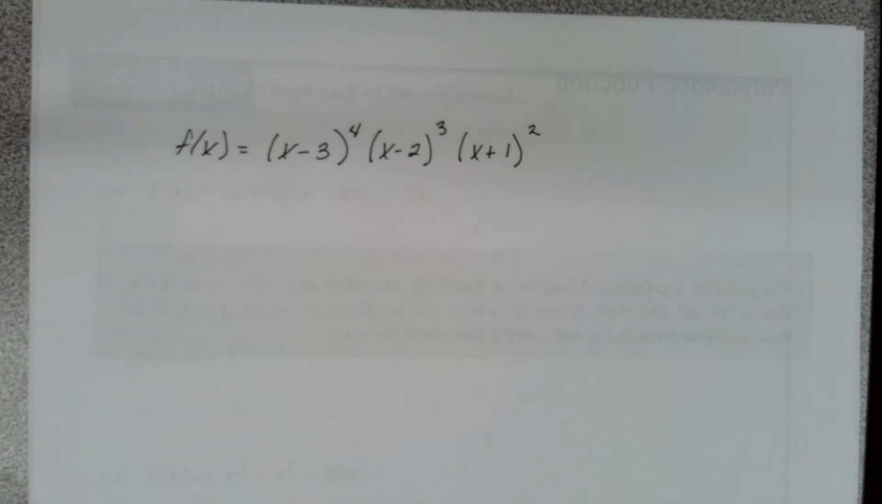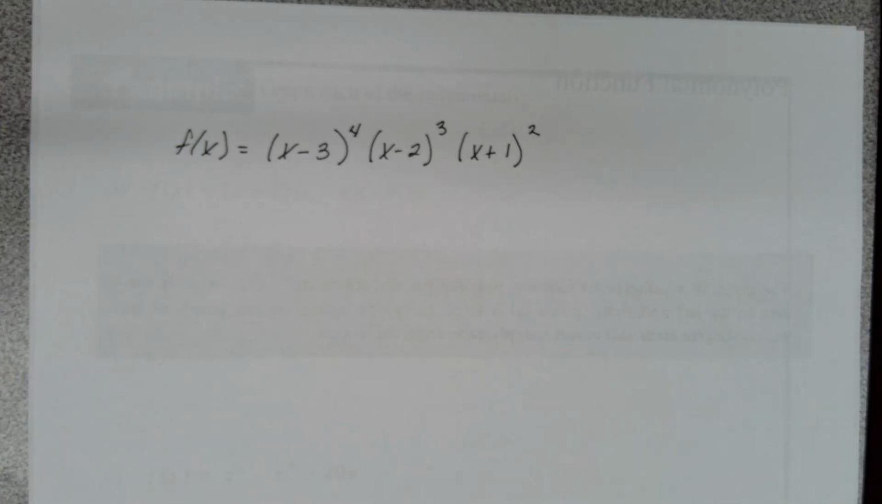You don't want to do this, but if I made you multiply all of this out, you would actually have a 9th degree polynomial. Okay? So your leading term would be x to the 9th power. I'm not going to make you do it, don't worry. Okay? Where do I get the 9?